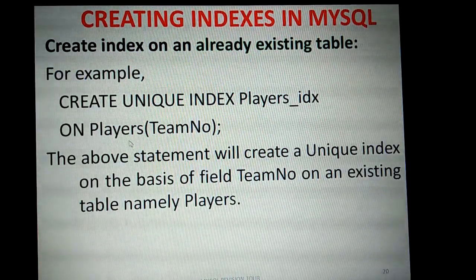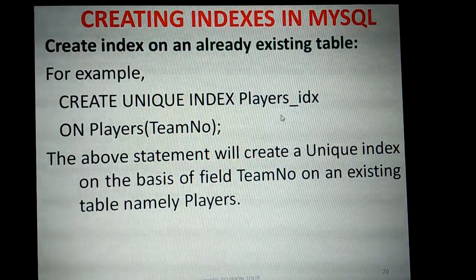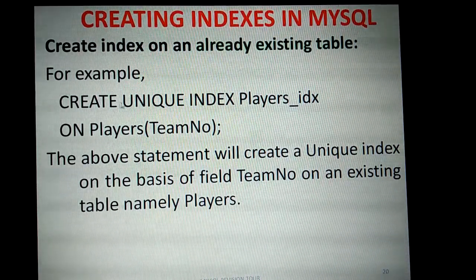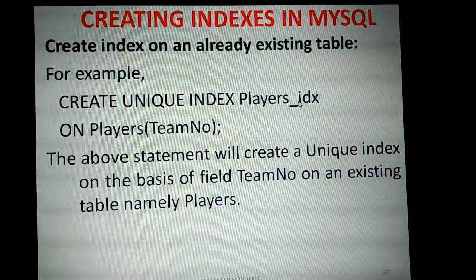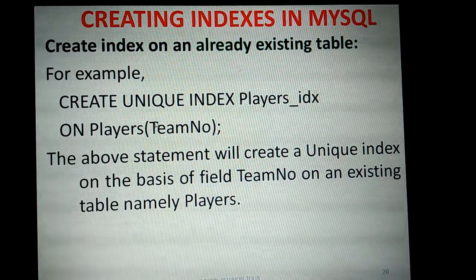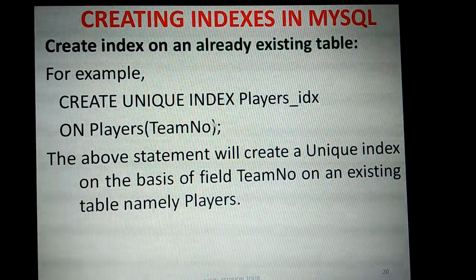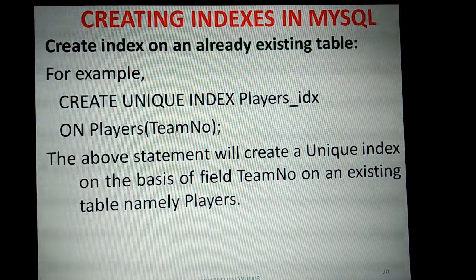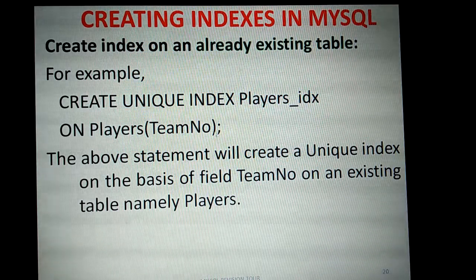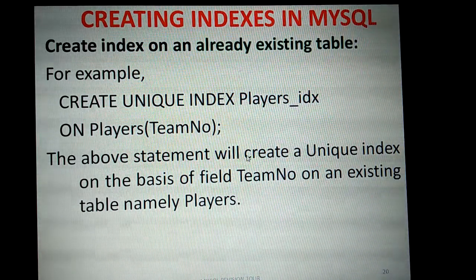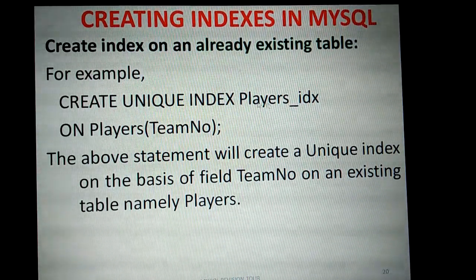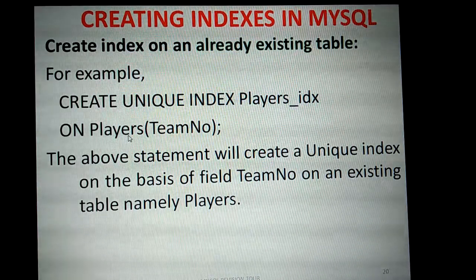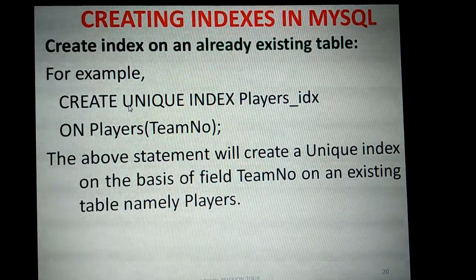We can see the example for this: create unique index player_idx, that is the index name, and then on the table name, and from that table the column we have chosen for the index is given in this parenthesis, at the end semicolon. So the above statement will create a unique index on the basis of the field team number on an existing table, namely players. This is an example of how we can create an index for an already existing table.